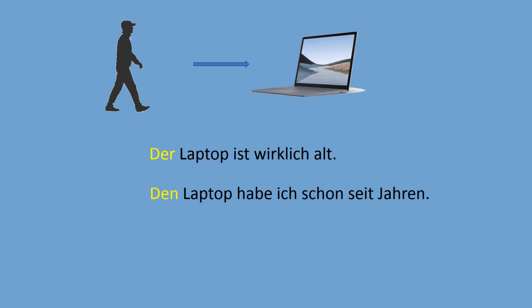As long as we use this definite article as our demonstrative pronoun, we have to keep in mind that the form will stay the same. Den, den. So, Der Laptop ist wirklich alt. Den habe ich schon seit Jahren. Those are demonstrative pronouns and they are listed on page 352. You will see that they're identical to definite articles, but there are some exceptions. The demonstrative pronouns for the genitive case or for dative plural have specific forms.